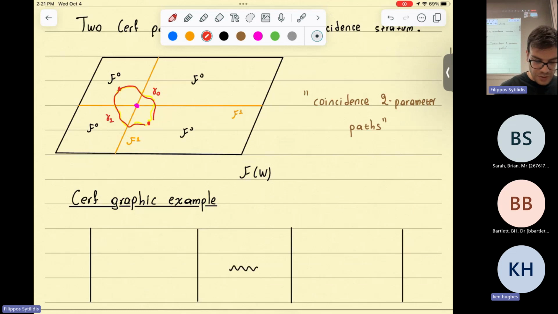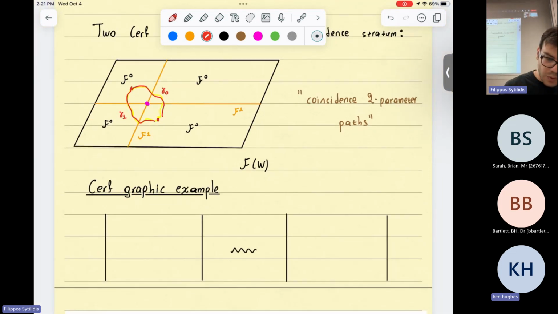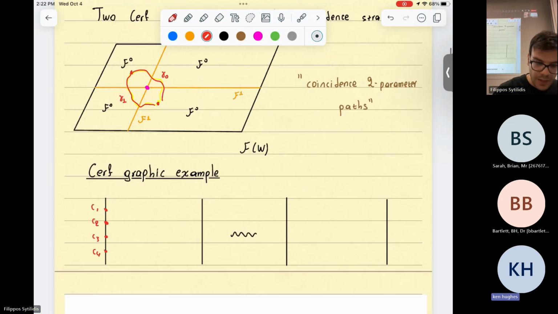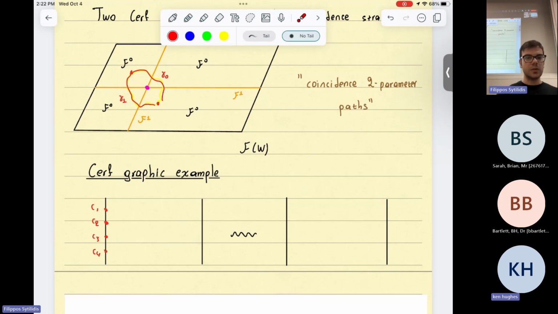Let's try to understand what this looks like in an example. Let's suppose that F0 is this connected component that consists of excellent Morse functions with 4 critical points. So I start with 4 critical points. Maybe let's call them C1, C2, C3, C4. And okay, I'm going to describe the Cerf graphic for gamma 0. So let's suppose that maybe this vertical line is going to be the death of C1 and C2.